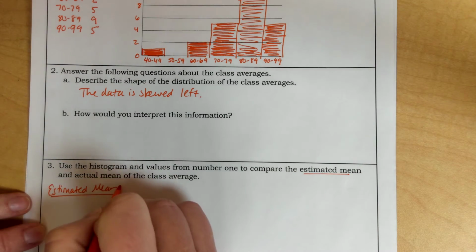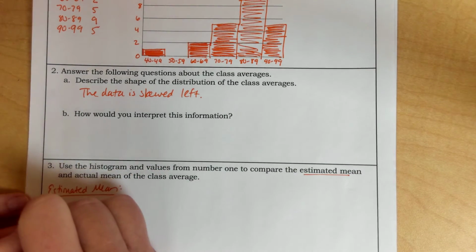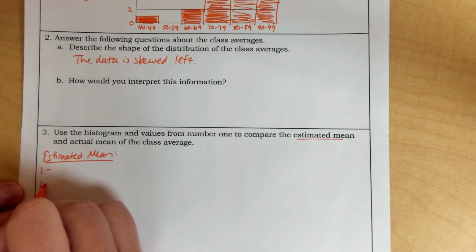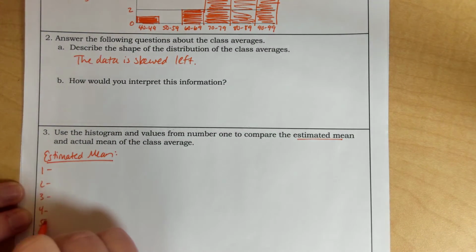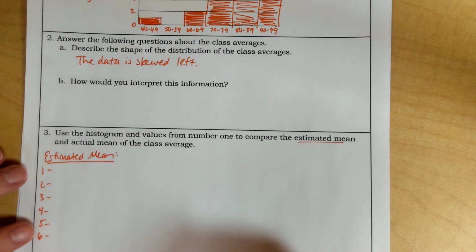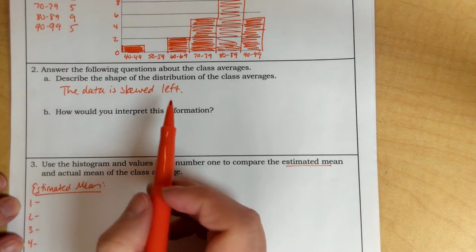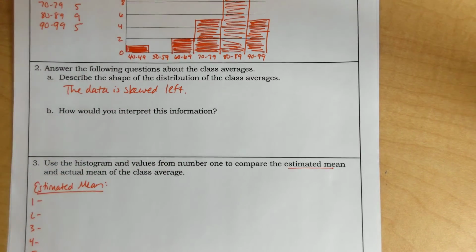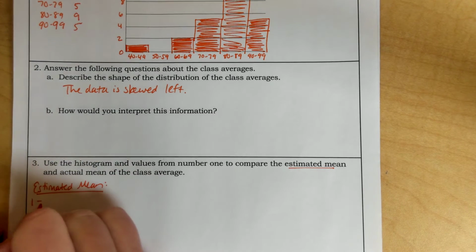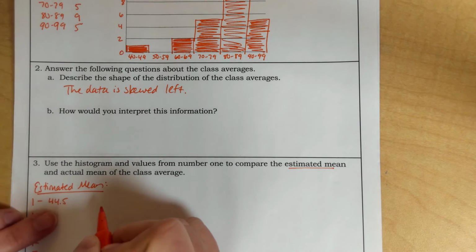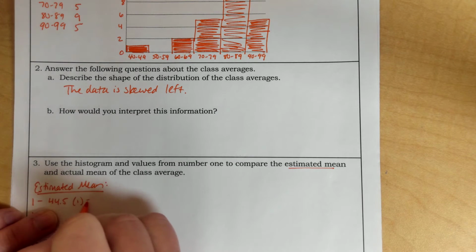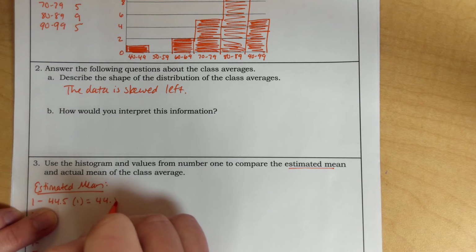Okay, so we need to go through each interval. We have 2, 3, 4, 5, 6 intervals, so I'm going to line them up. And I need to find the midpoint of each of these intervals. So between 40 and 49, the midpoint would be 40 plus 49 divided by 2, so it's going to be a midpoint of 44.5. Okay. And there is a frequency of 1 here. So when I multiply that, I get 44.5.